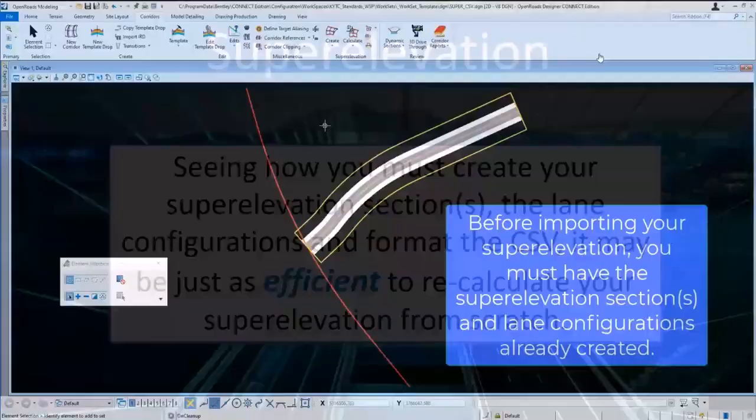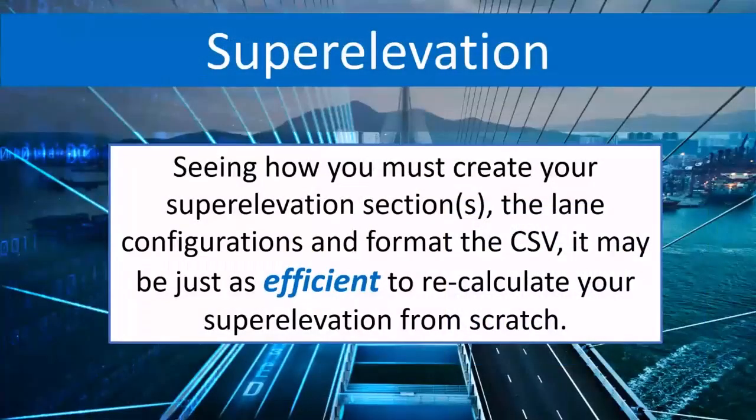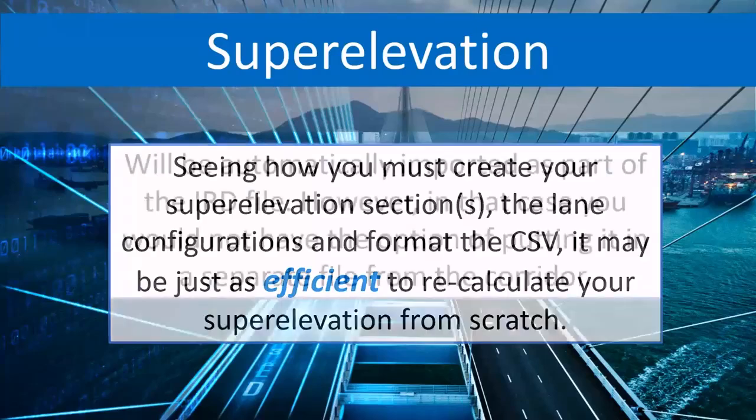Now, I'm going to be really honest with you here. Because you've got to create your super sections and you have to create your lane configurations, and more than likely you're going to have to do some formatting on your CSV file, it may be just as efficient for you to just go into ORD and just rebuild your super from scratch if you've got your workspace set up for your design speeds and all of that. Again, I'll leave it up to you, but if it was me, I'd find it just more efficient to just kind of start over.